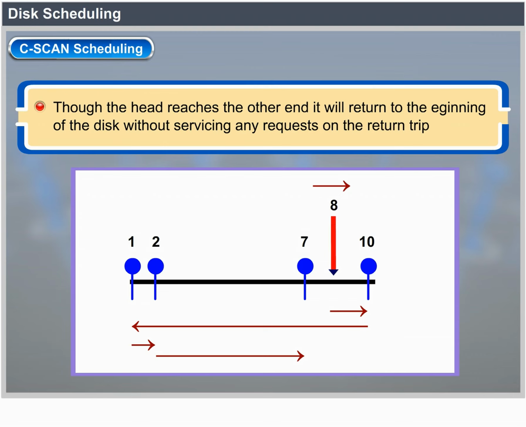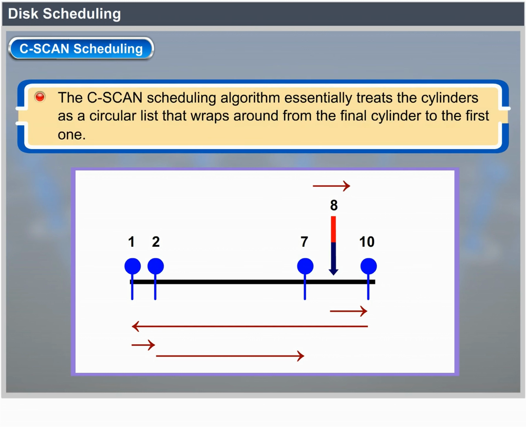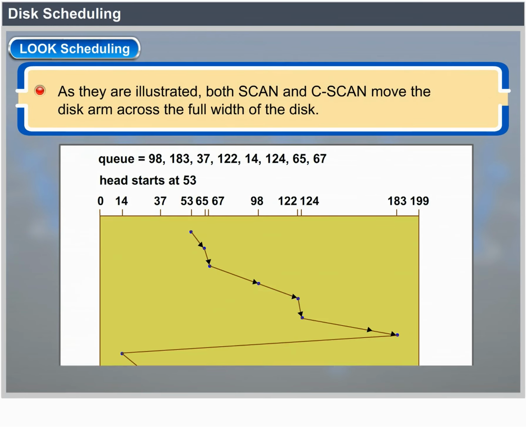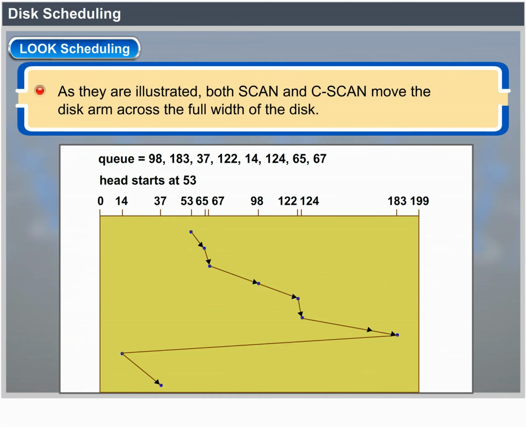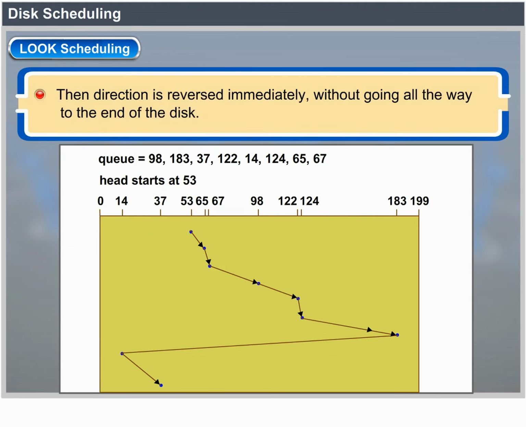The C-SCAN scheduling algorithm essentially treats the cylinders as a circular list that wraps around from the final cylinder to the first one. LOOK scheduling. As we described them, both SCAN and C-SCAN move the disk arm across the full width of the disk. In practice, neither algorithm is often implemented this way. More commonly, the arm goes only as far as the final request in each direction. Then, it reverses direction immediately without going all the way to the end of the disk.